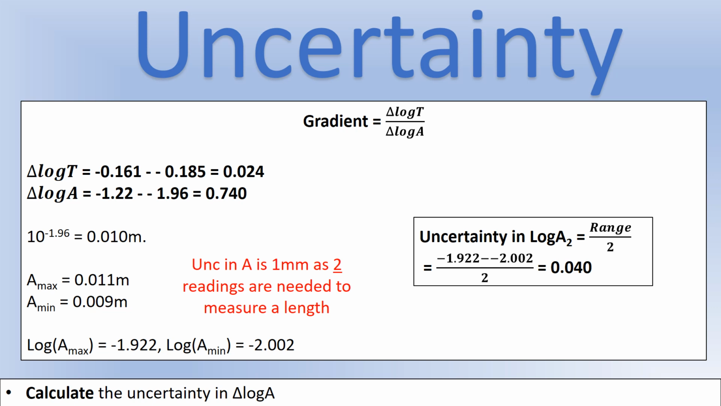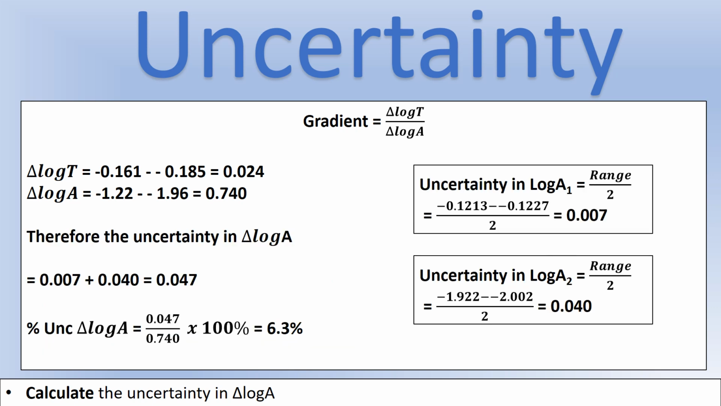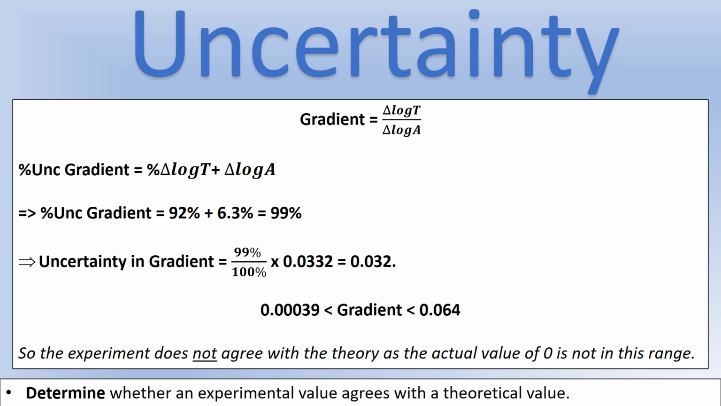Gone through exactly the same process for the log of the second amplitude, minus 1.96, and got an uncertainty of 0.40. And as for time period, I've added the 2 uncertainties together, calculated the percentage uncertainty using the value of the change in log A, giving us a percentage uncertainty in the change in log A of 6.3%. So now we can figure out our percentage uncertainty in our gradient. We can add our 2 percentage uncertainties together. That tells us the gradient has a percentage uncertainty of 99%.